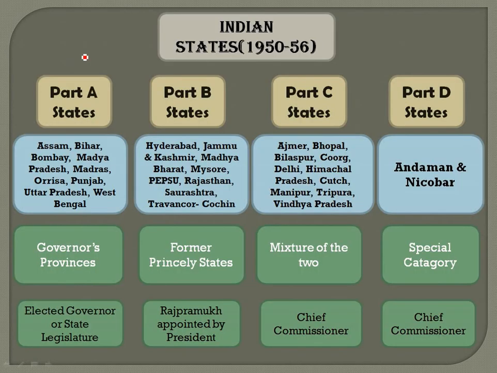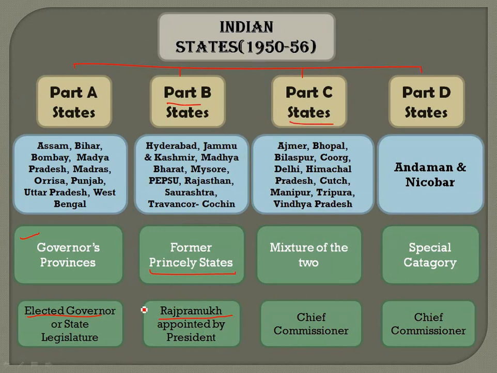You can watch that. This is the division of Indian states after independence, from 1950 to 1956. They were divided into four parts. Part A states: these were headed by a governor in British India, and these were the major provinces. In India after independence, they were headed by an elected governor or state legislature. Part B states were formerly princely states, and after independence, they were headed by a Raj Pramukh appointed by the president.